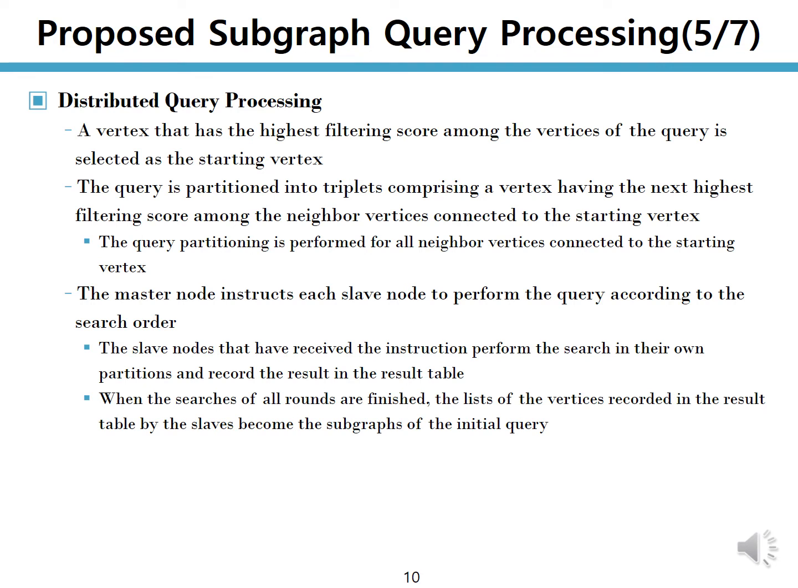The master node instructs each slave node to perform the query according to the search order. The slave nodes that have received the instruction perform the search in their own partitions and record the result in the result table. When the searches of all rounds finish, the list of the vertices recorded in the result table by the slaves becomes the subgraphs of the initial query.